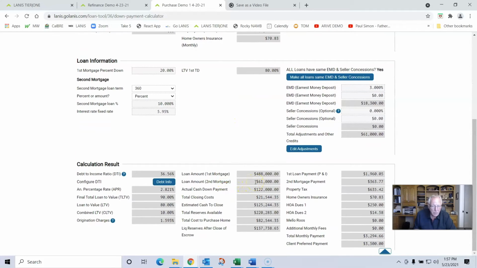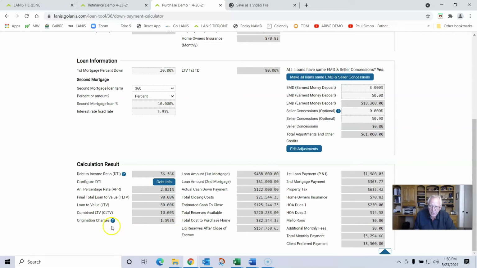We've got a $61,000, 10% second, $488,000 first. There's your second payment, no mortgage insurance. Debt to income ratio is fine at 36.56%. There's your 80, 10, and 10, 90% total combined loan to value.